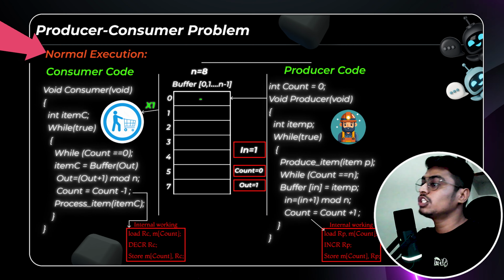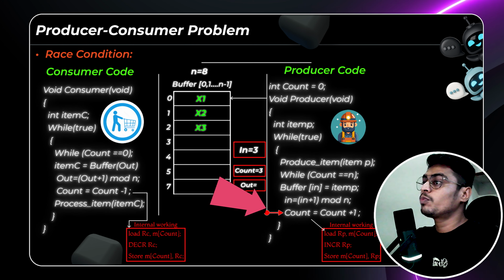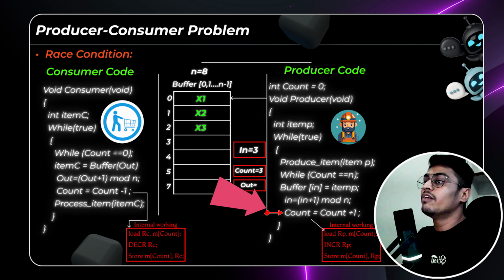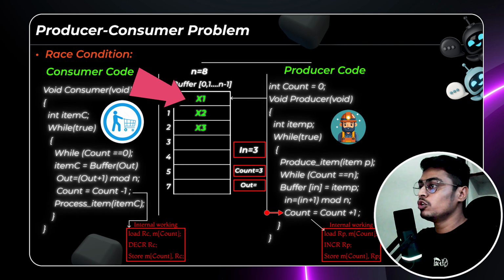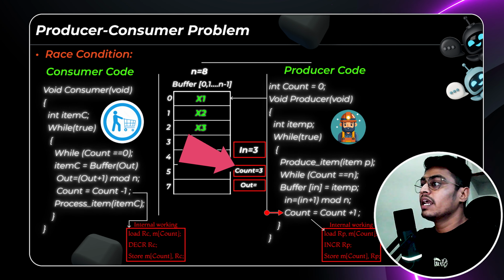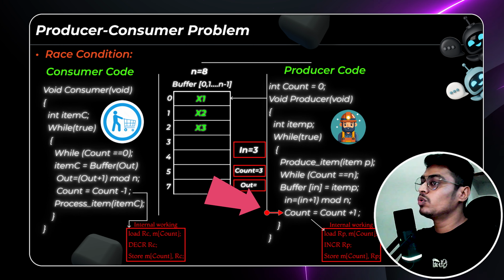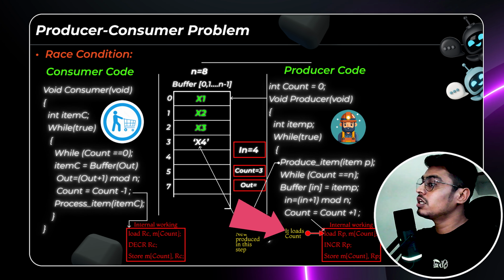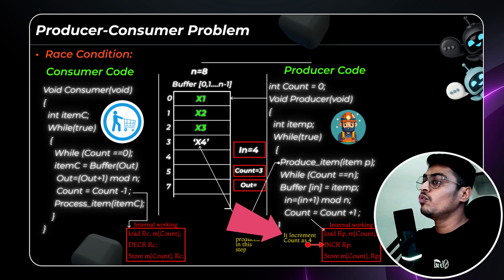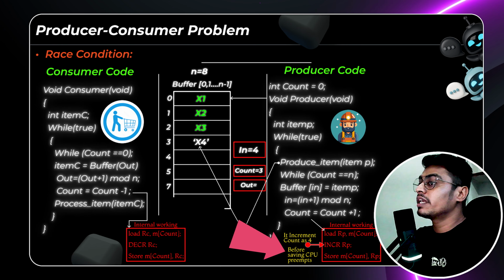Now what is case 2? This is the race condition, where the problem arises. Problems arise when both processes execute concurrently and access the count variable simultaneously. Let's say the producer has produced 3 items x1, x2, x3. Now the count is 3, and the producer wants to add x4 and starts executing count = count + 1. The producer loads count 3 into register RP and increments it to 4 in the register. Before storing it back to memory, the producer gets preempted.